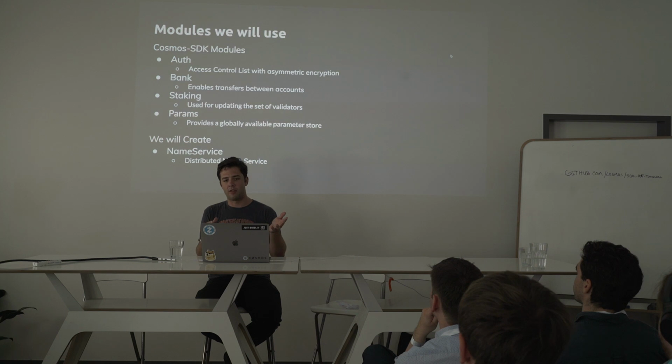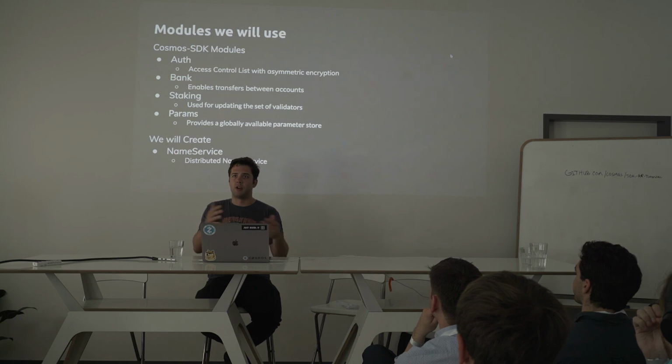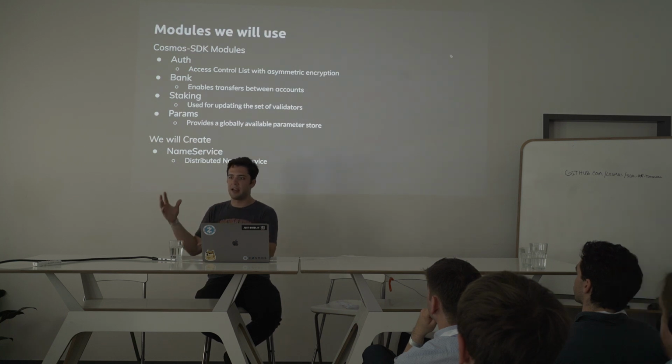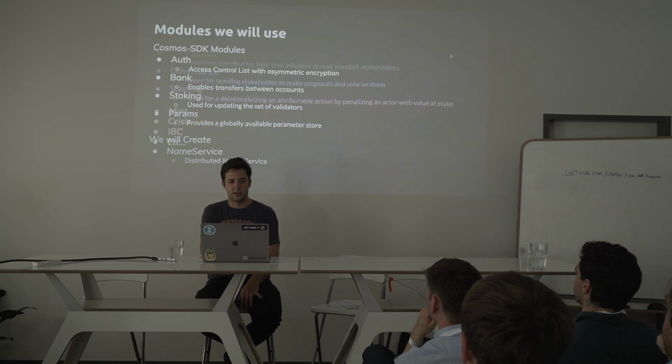So each module, like auth, has some parameters, like the prefixes to the accounts. But for staking, there's a number of parameters, like how many validators can we have on this chain, or how long is the unbonding period. All of those things are stored in the param store. So it's just a way to store constants for your application that you want to set at runtime. And we're going to create a module called the Nameservice module that does this kind of distributed name resolution functionality.